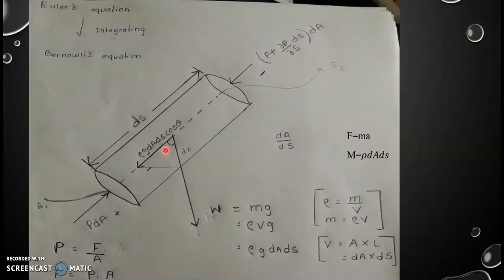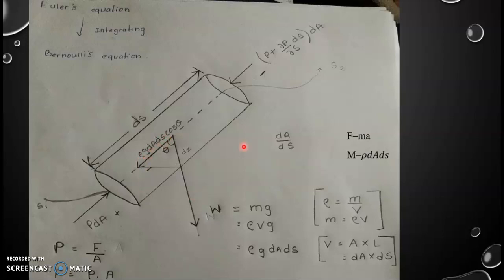Now consider this theta is an angle between the weight of the fluid element and the direction of the flow of the motion of the fluid. So here at the angle adjacent side we can write cos theta, right? But we know that the weight of force acting here is rho g dA ds. So we can also write rho g dA ds cos theta at the angle adjacent side here.